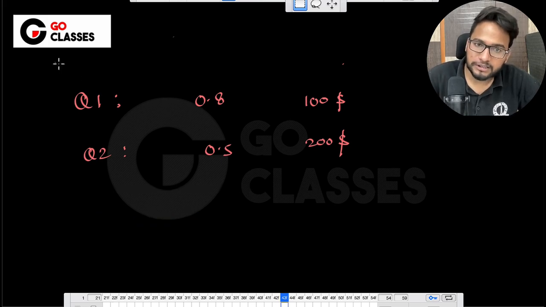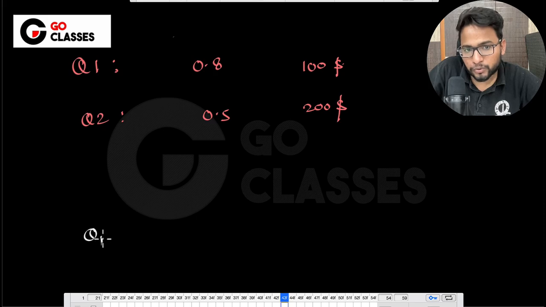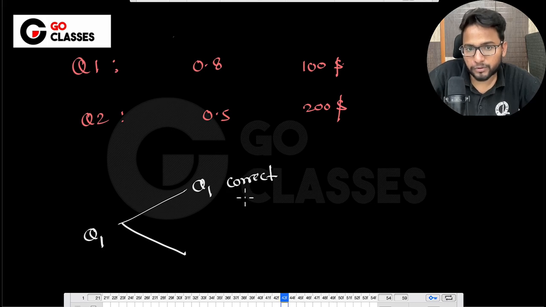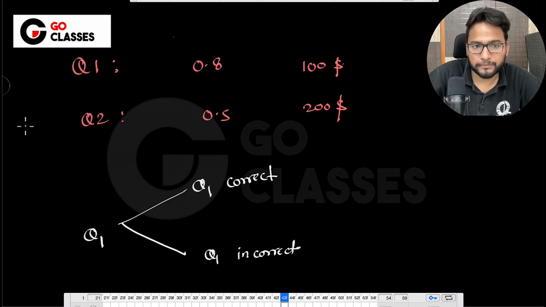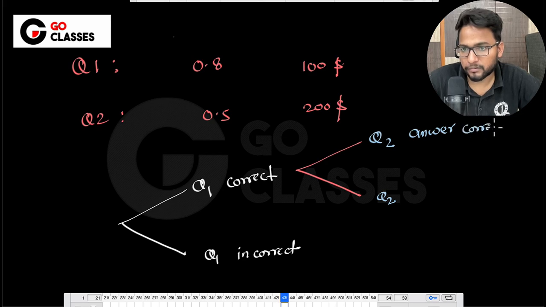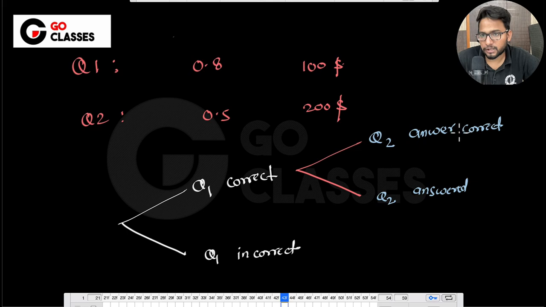Let's suppose these are the two questions. Now suppose you choose to answer question 1 first. There are two cases: you answer it correctly, or you answer it incorrectly. If you answer it correctly, you are allowed to attempt question 2 also. So you will have two choices again: question 2 answered correctly, or question 2 answered incorrectly.